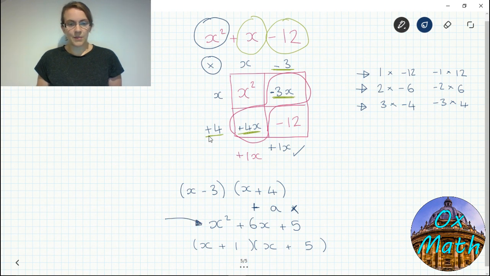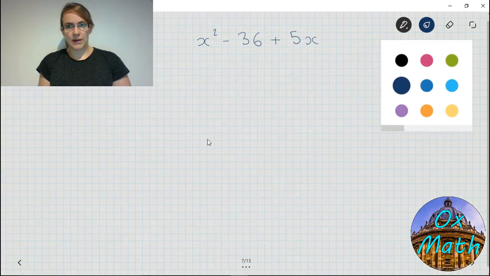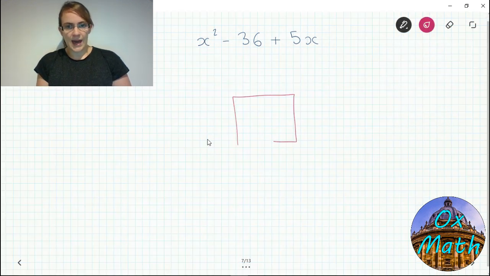Now just remember that trick only works if you have one x squared. If you have any number in front of the x squared term, there is another method that you can do, or you can use trial and error from the grid. Let's have a look at another example then. So if we have a look at this example, x squared minus 36 plus 5x. Now some of you might start drawing out the grid method, and you might say that the x squared goes in the top left box and the 5x goes in the bottom right box.